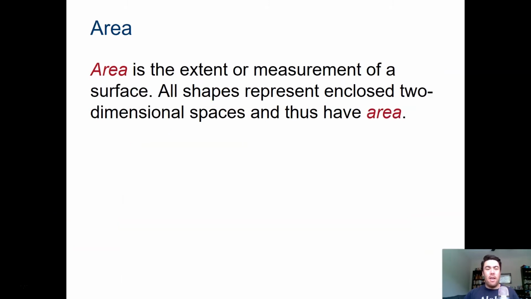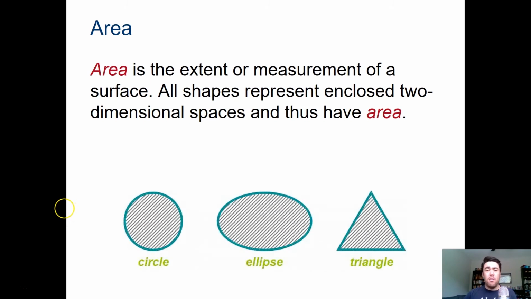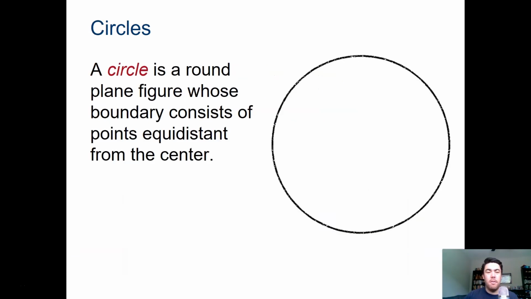Next definition is area, the extent or measurement of a surface. So all shapes represent enclosed two-dimensional spaces and thus have an area. So the shaded region for the circle, ellipse, and triangles below are the areas of those shapes.